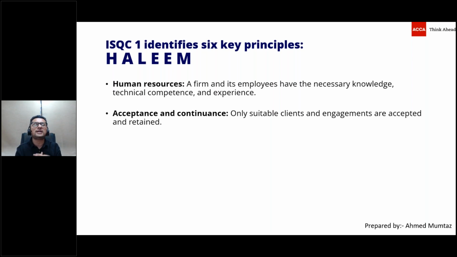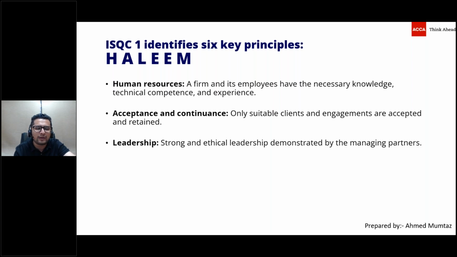We can only accept those clients where the risk is appropriate, where the integrity of the client is not compromised, where we can handle things. So before accepting or continuing with a particular client, we have to evaluate the risk. We have to evaluate whether we will be able to handle that, whether we have got the resources, whether the risk is a manageable one. So this is the second element of the ISQC1.